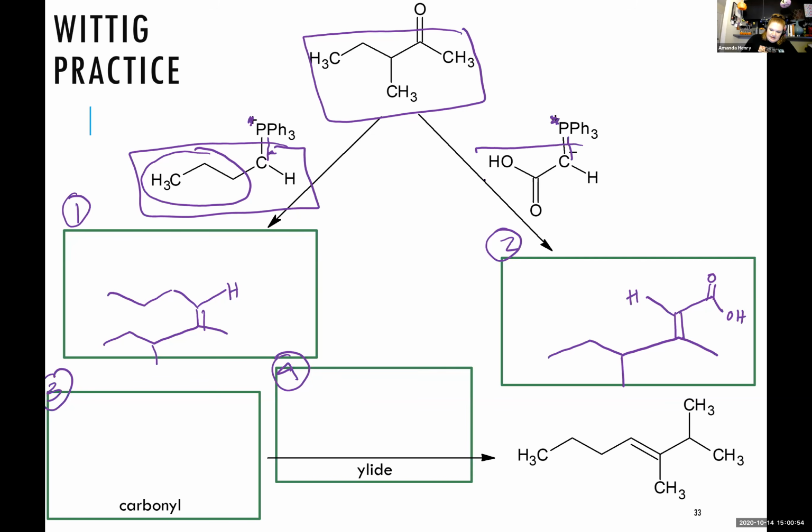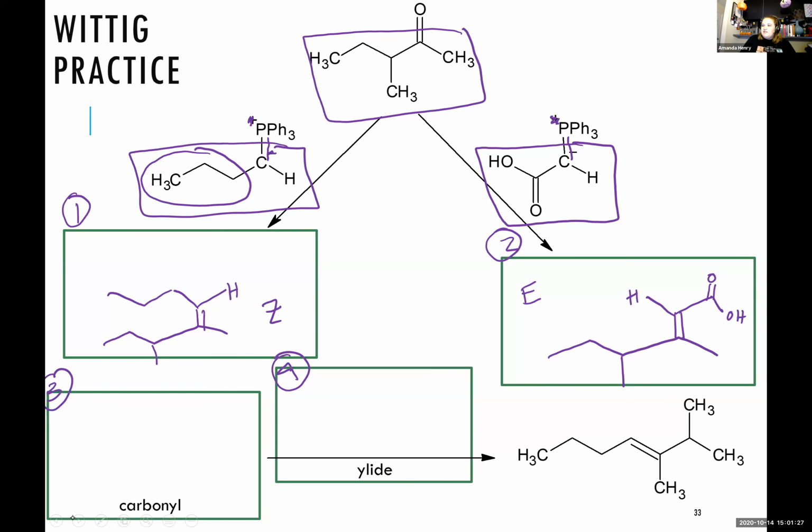So looking at this, we're breaking off that phosphorus triphenyl group. This one is in the Z formation. Our two largest groups are on the same side of that double bond. This one is E: that electron withdrawing group, that carboxylic acid, and the largest group from the ketone are on opposite sides. Questions about either one of those?